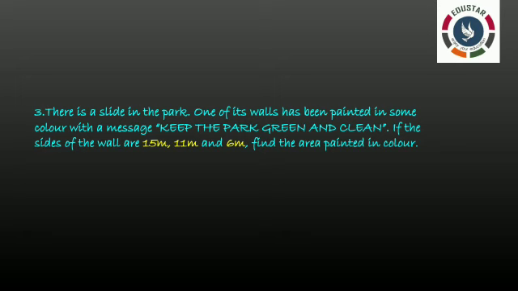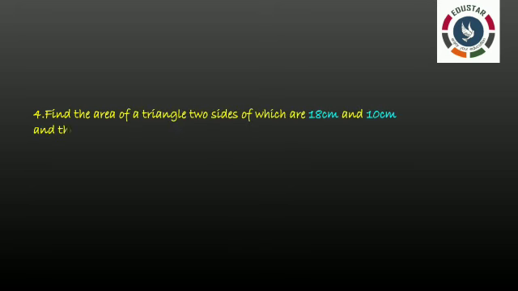They have given what? All three sides length, right? 15 meter, 11 meter and 6 meter. So ABC values you are having. Find semi-perimeter and apply in Heron's formula. Now fourth question. Find the area of a triangle, two sides of which are 18 centimeter and 10 centimeter and perimeter is 42 centimeter. As you see the question clearly, this is same as example 1. So do it in the same method.